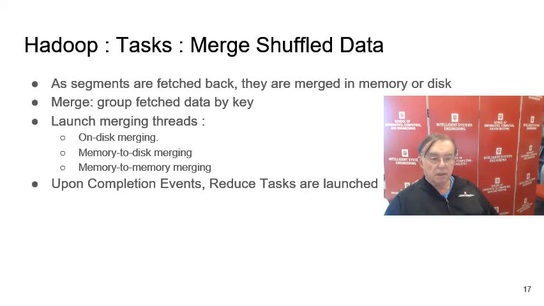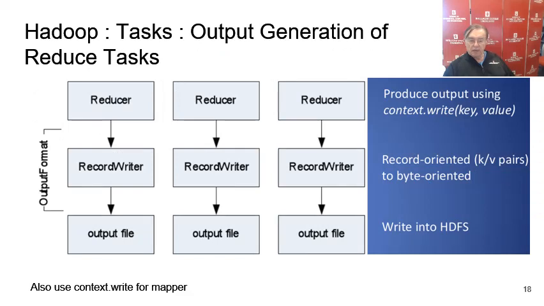The group, the merge, is fetching everything by key, and there are merging threads which do that. And this is very specialized to this particular problem. The more general previous parallel computing technologies did not have merge, shuffle, or sort phases, because that's very particular to this problem. Here we have the reducers, which are very straightforward. The user specifies the output format, and the reducer does its thing.